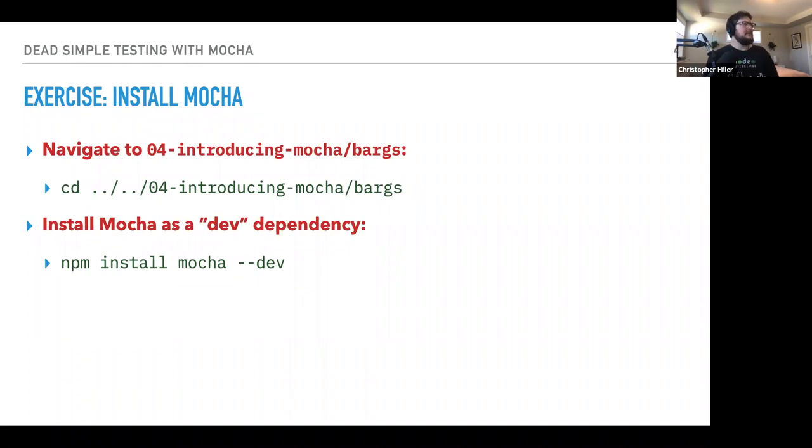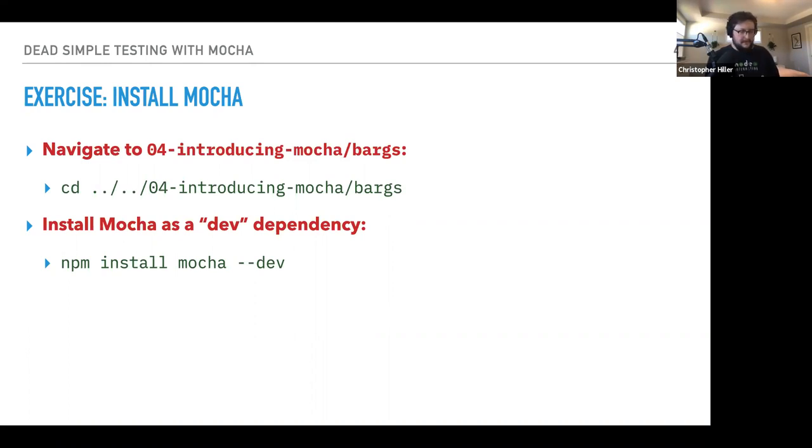So now we're going to go into this 04 introducing Mocha directory. That's right off the working copy, the main root in the dead simple testing with Mocha. Go into the 04 directory, and in there's another bargs. And in this one, I hope I haven't done this already, but we want to install Mocha in here. So you're going to go into this directory and install Mocha as a dev dependency.